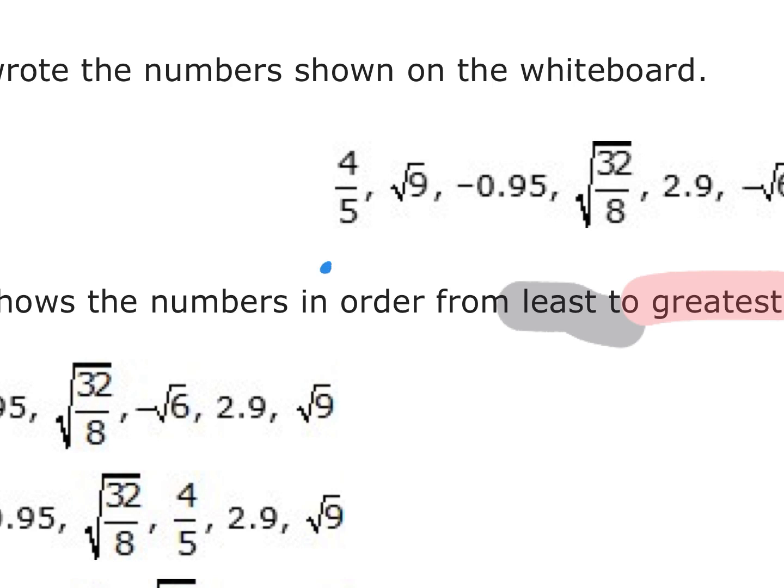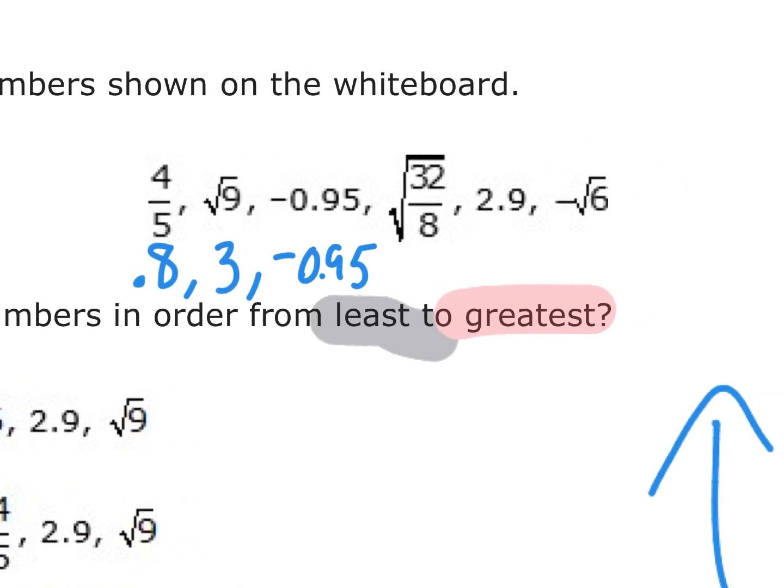5/4 is 0.8. What's the square root of 9? 3. That one was easy. Negative 0.95 stays the same. Ooh, how about we divide this before we do the square root? What is 32 divided by 8? 4. So what's the square root of 4? So that's 2. So this one's a lot easier than the previous one. The previous one had some tough numbers.